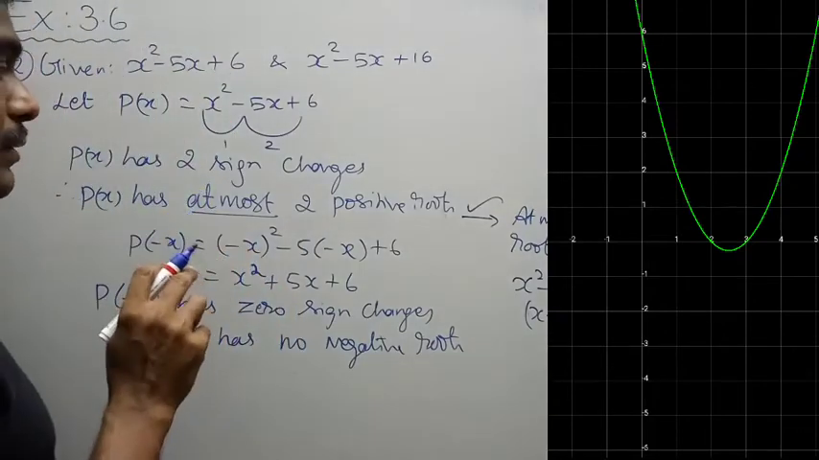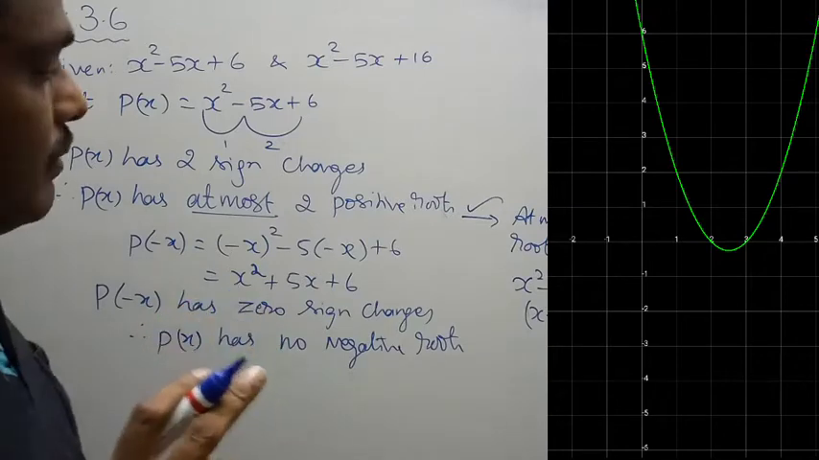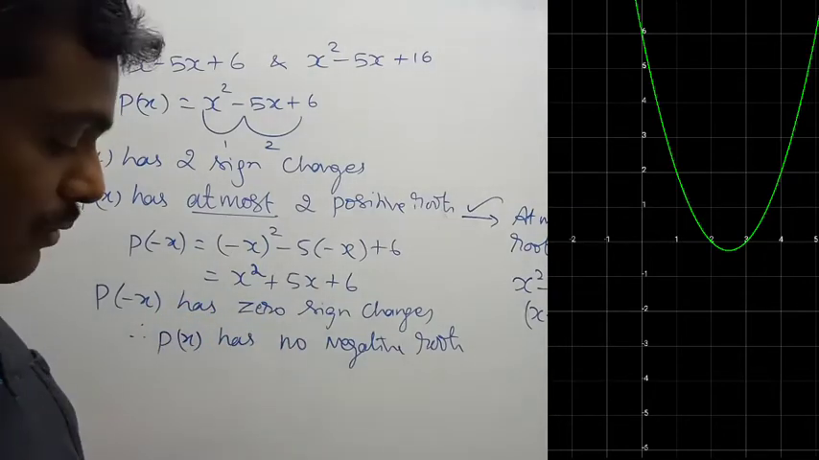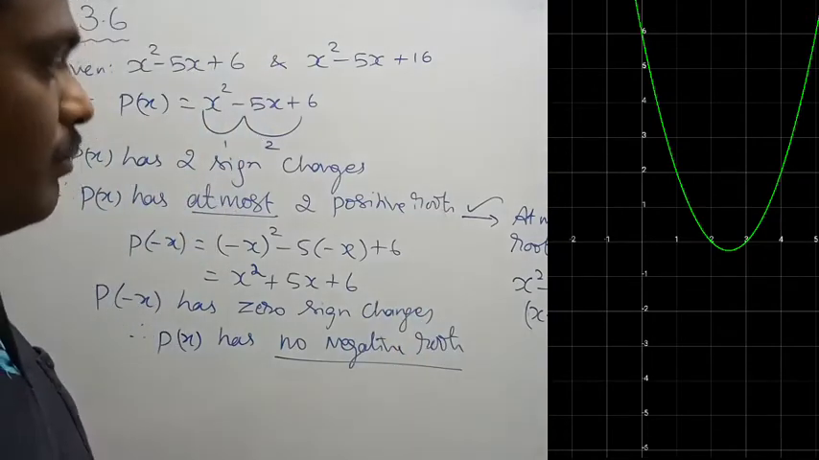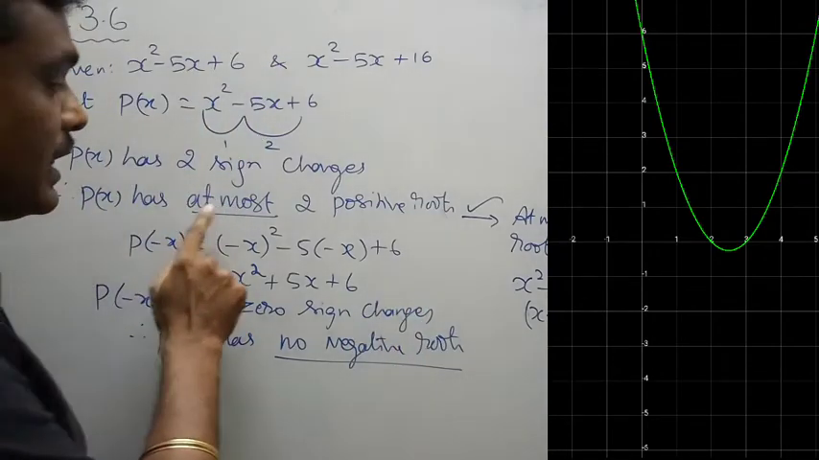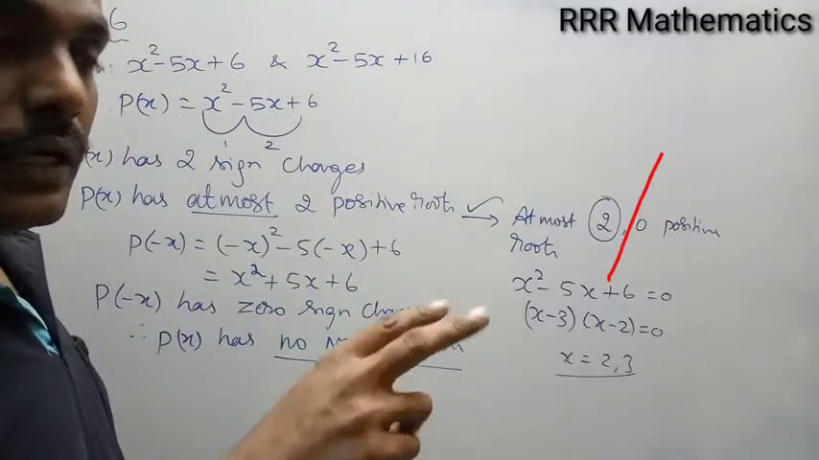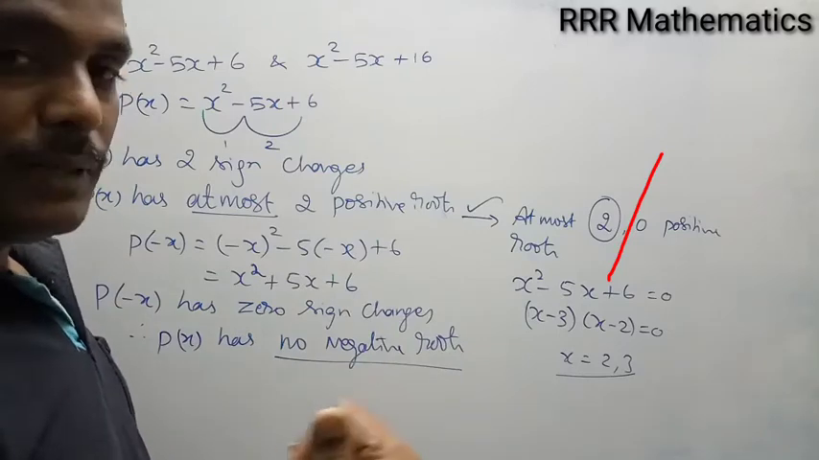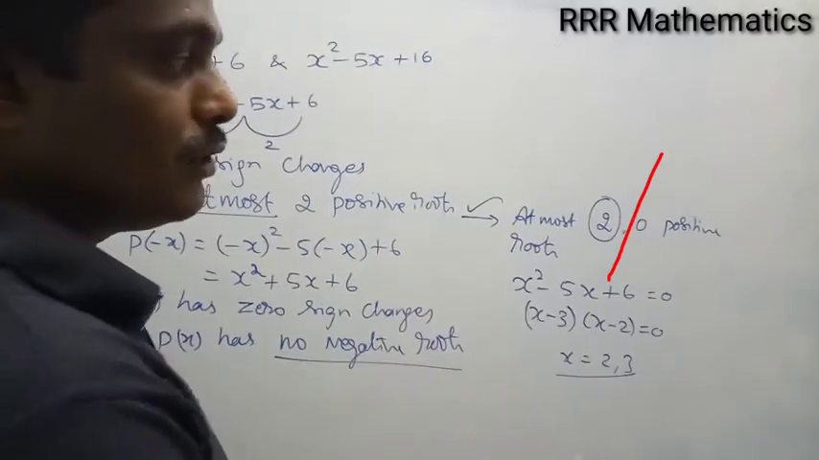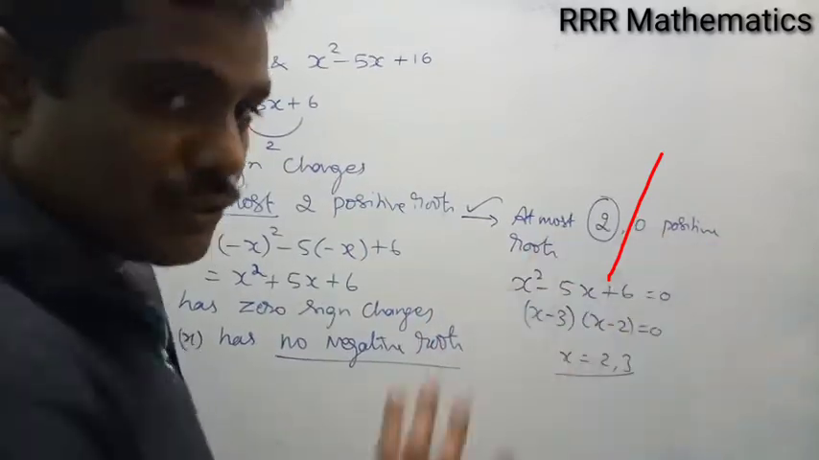But by Descartes' rule, you can find out the possible number of positive roots and negative roots. In this case, it has no negative roots, very clear. But when you talk about the positive roots, at most two positive roots. It means maximum 2, and it may be 2 or 2 minus 2. You subtract multiples of 2, so 2 minus 2 gives 0 positive roots. So it may be a maximum of 2 positive roots or no positive roots.